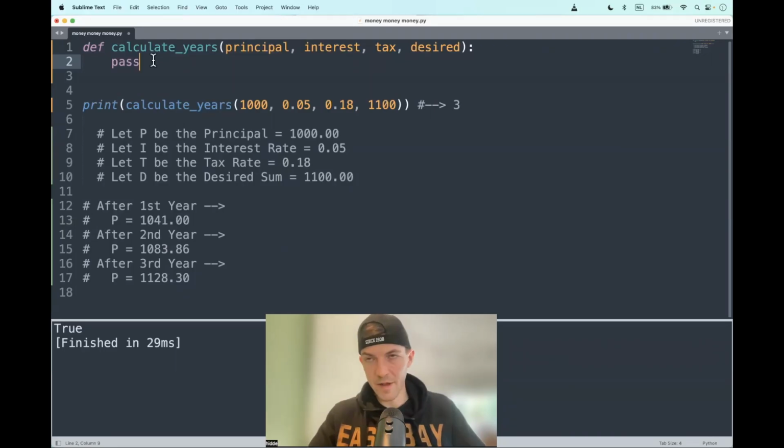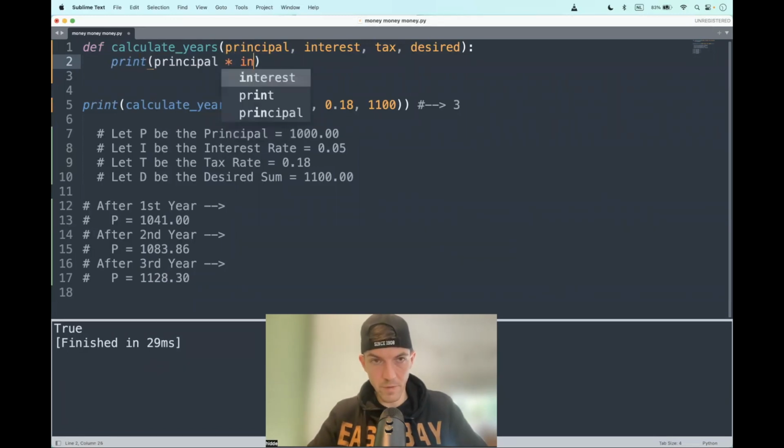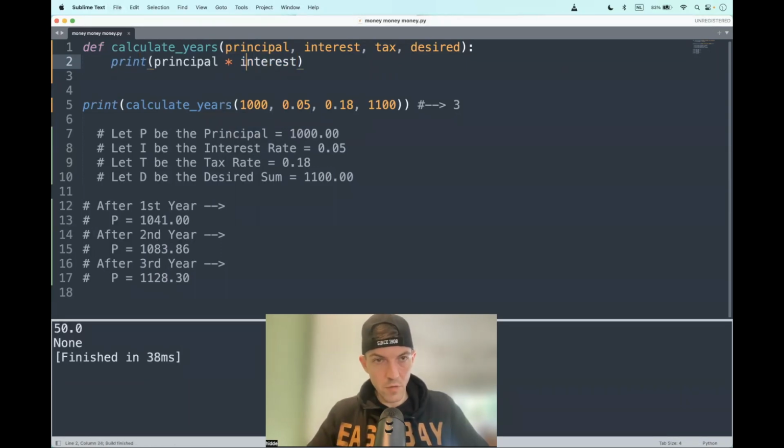Before we start, we actually have to find out how we can calculate how much money we accrue in the first year. So we have a principal. And to find out how much interest we accrue, we have to multiply by the interest. That should be 50. But that should be added up to our principal, of course. So we should start with that.